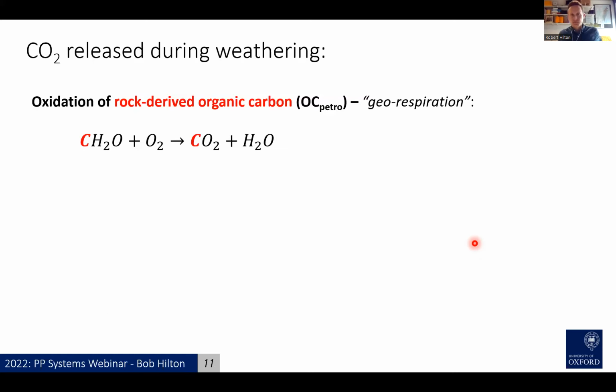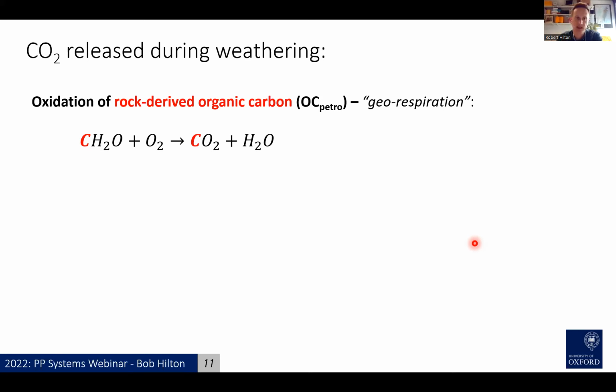So let's look a little bit more. There's going to be some chemical equations here, but I think it's important you can follow the carbon through them and we can see what's going on. So I'm talking about two processes when CO2 is released by weathering rocks. The first one is, if we've got bits of plants or animals, they've been buried in sediments and they might be found in rocks now, and they're millions of years old. But those bits of organic carbon can be oxidized.